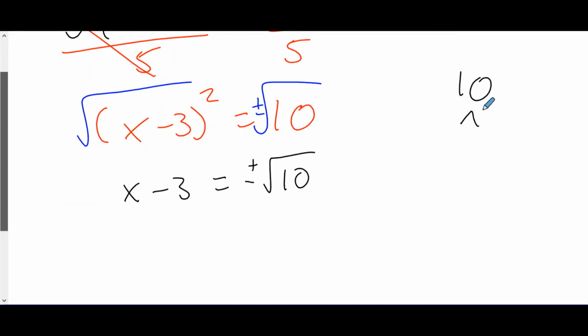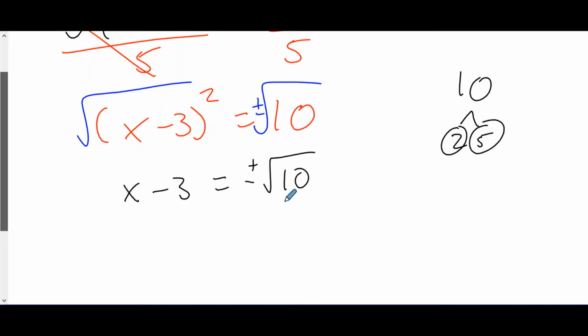What can I break down 10 to? Well, the only things that multiply to 10, besides 1 and 10, are 2 and 5. And 2 and 5 are both prime, and that means there's no pairs in 10. There are no perfect squares in 10. So this is not going to simplify any further.